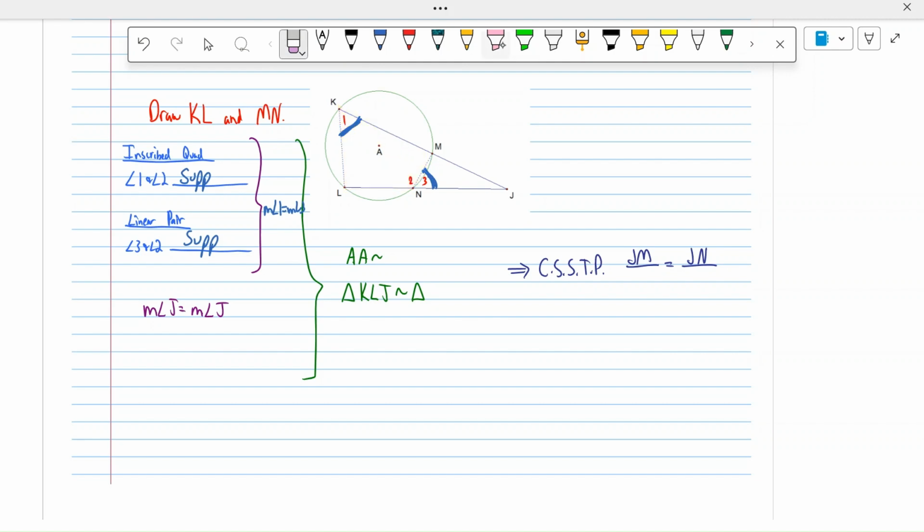Get rid of this color now. Measure of angle J is equal to itself, which, okay, great news. But what that does for us is it gives us this small yellow triangle, angle, angle. This bigger orange triangle has the same angle, angle. So now we know that yellow and orange must be similar to each other because of angle-angle similarity. Triangle KLJ in the big orange, single marked, no marked, double mark, is similar to triangle N, no mark, M, double mark J. Those triangles are similar to each other.